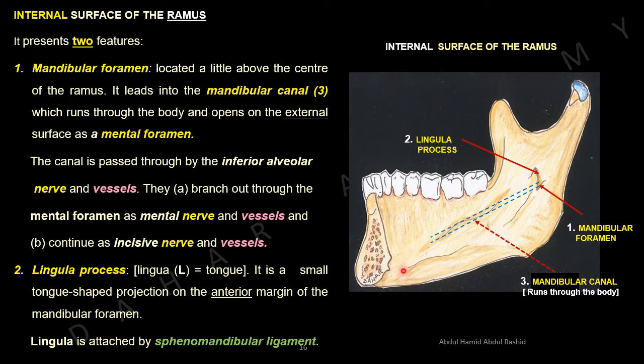The second feature is the lingular process. Lingula in Latin means tongue. It is a small tongue-shaped projection on the anterior margin of the mandibular foramen. This lingular process is attached by the inferior end of the sphenomandibular ligament. We will discuss this one later.